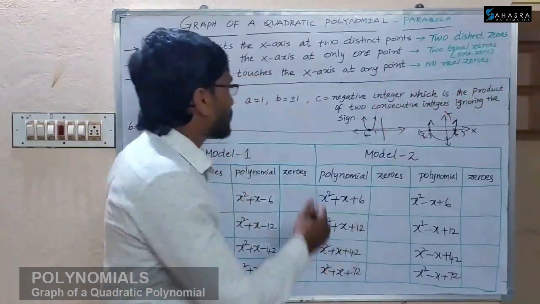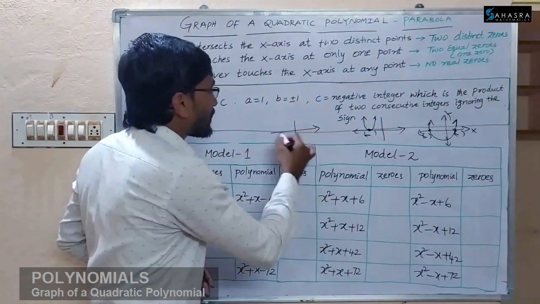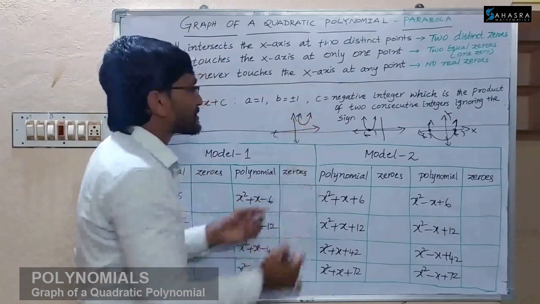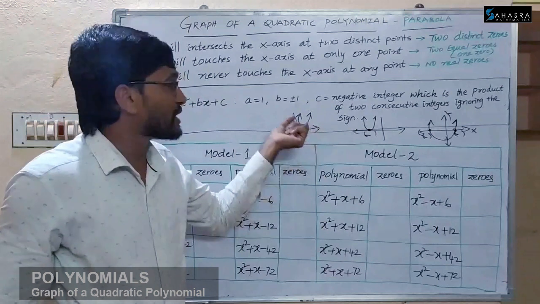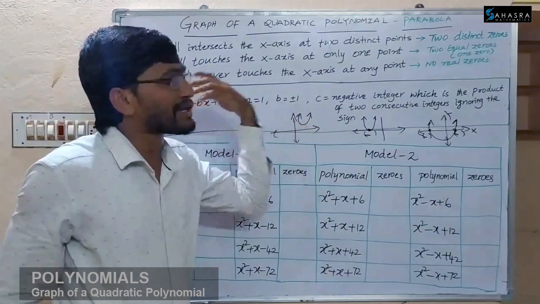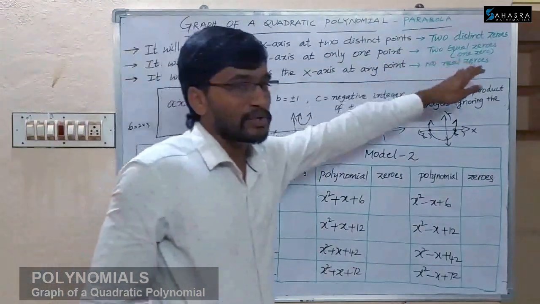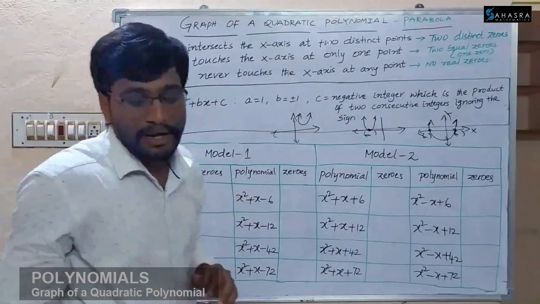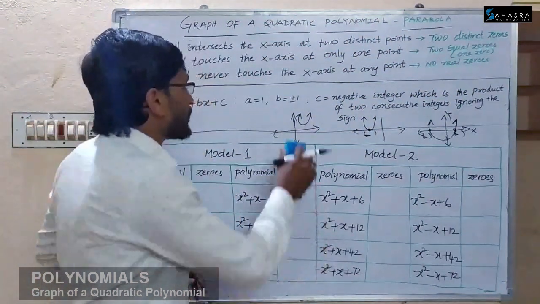Next, one more. If we draw the graph of a quadratic polynomial and it never touches the x-axis, it means it has no real zeros. These are the three possibilities when we have drawn the graph of a quadratic polynomial.